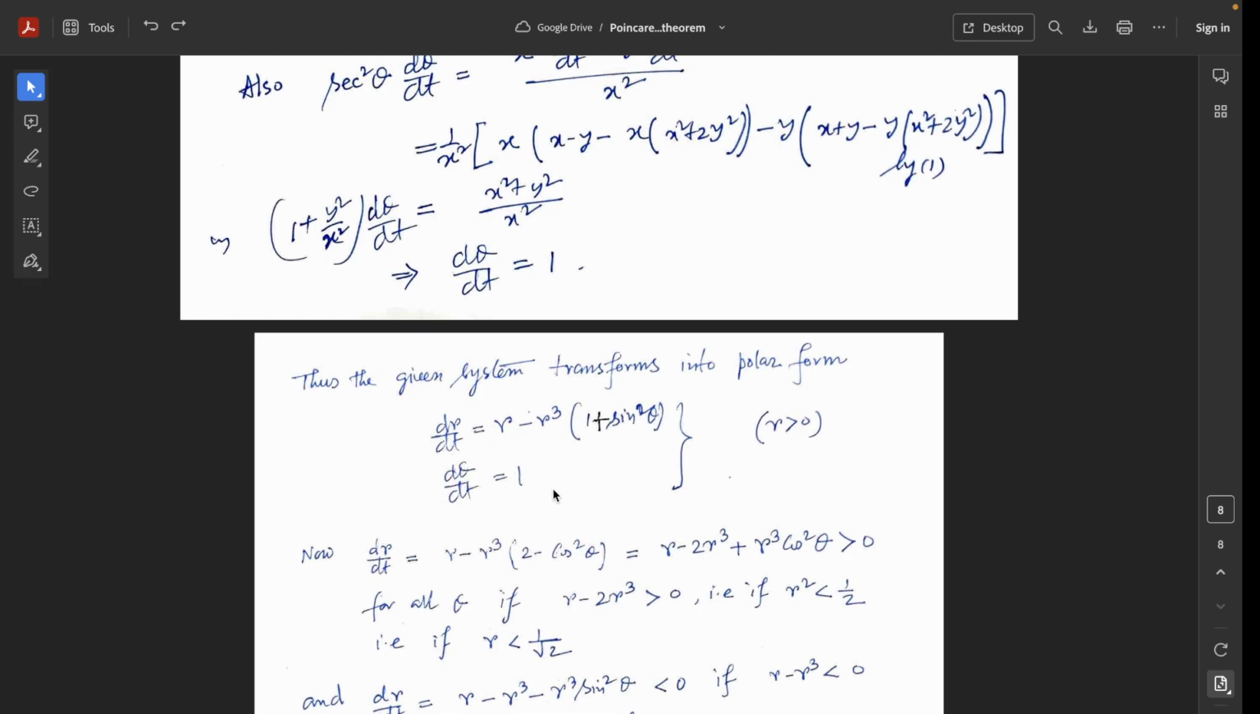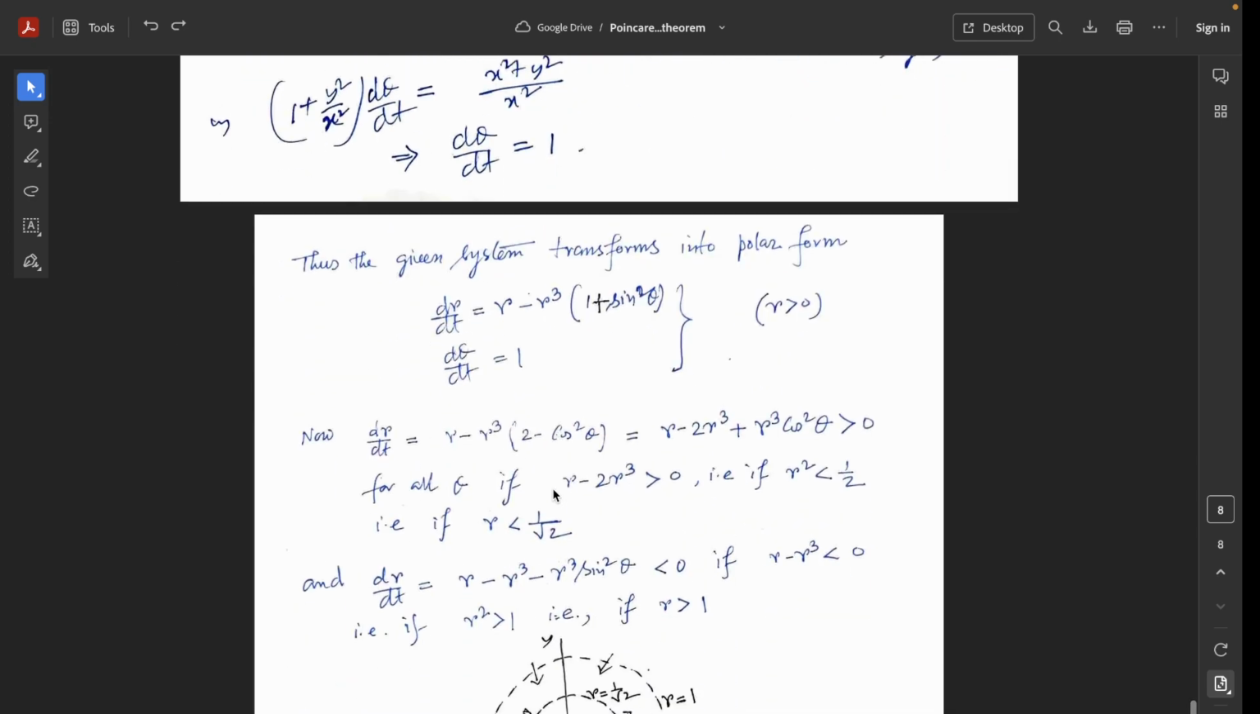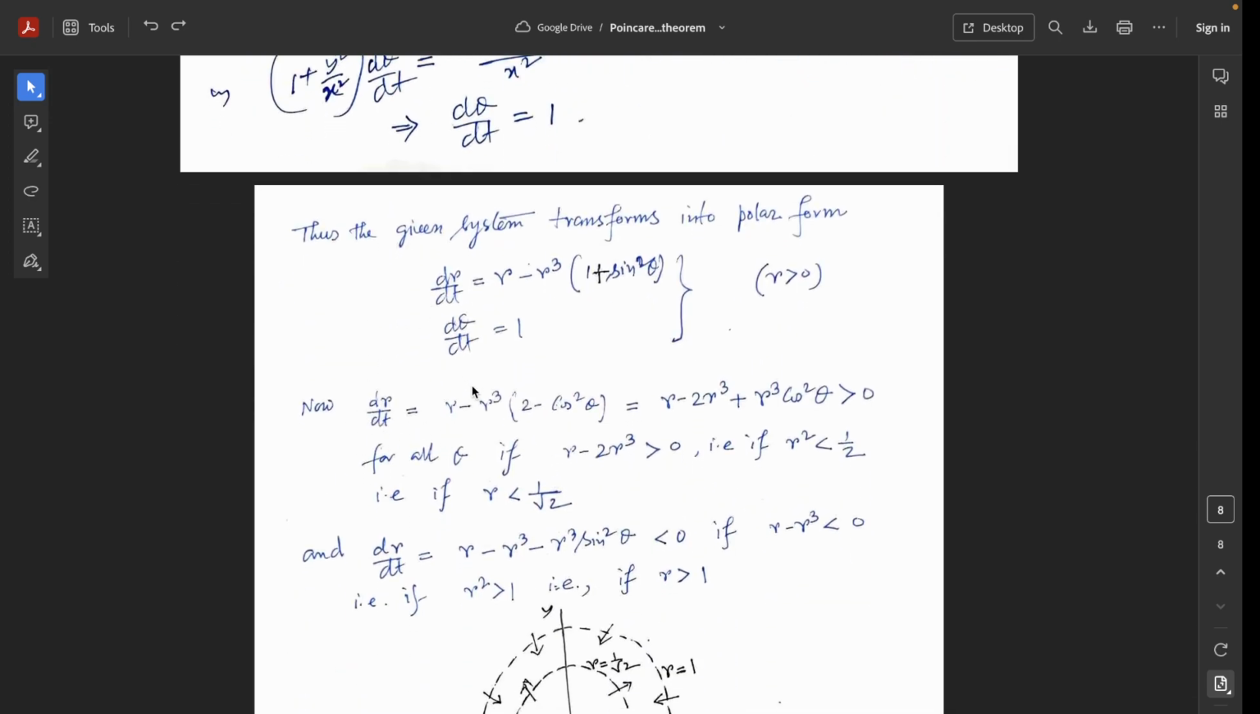So here the sign is positive, so the rotation is in the anti-clockwise direction. r is a positive quantity. Now dr/dt equal to r minus 2r cube plus r cube cos square theta. Obviously r is positive, so r cube cos square theta is always positive for any value of r. So dr/dt is positive when r minus 2r cube is positive, that is when r square is less than half, that is r is less than 1 by root 2.